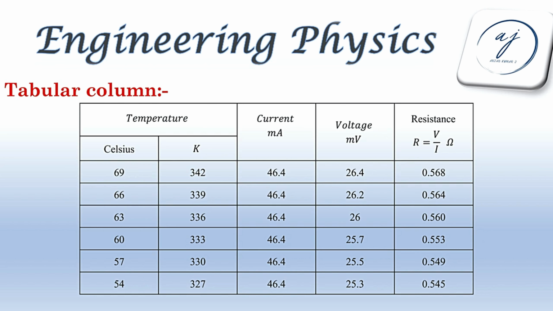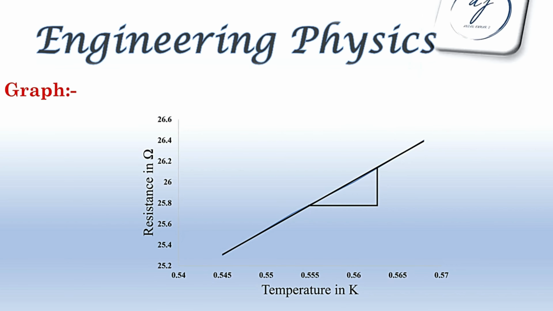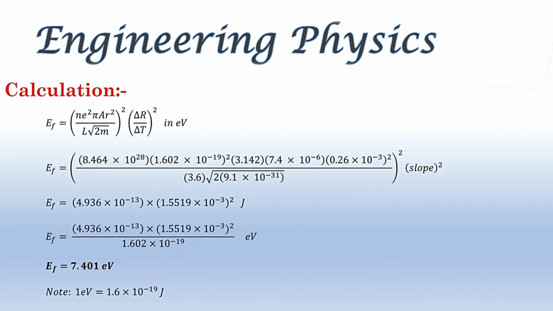Using the tabulation of what we have recorded in the experiment, we will plot the graph, that is, the resistance versus temperature graph. And here it is. It is a straight line, and the slope of the straight line is calculated and substituted in the formula.